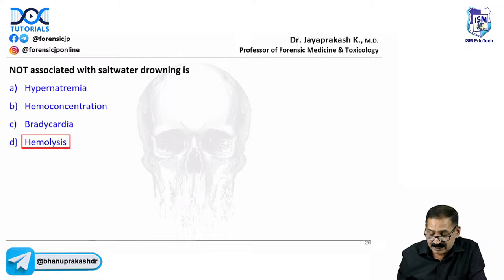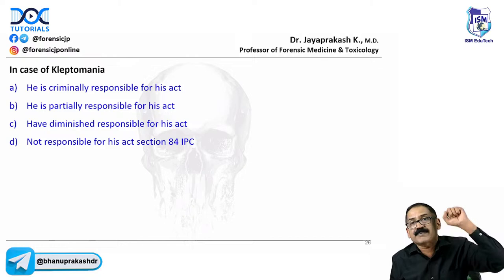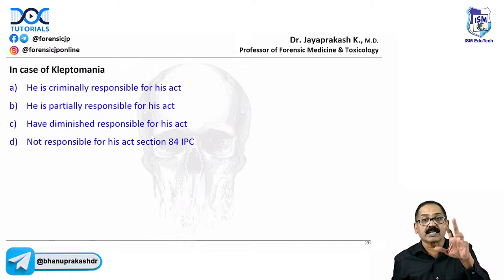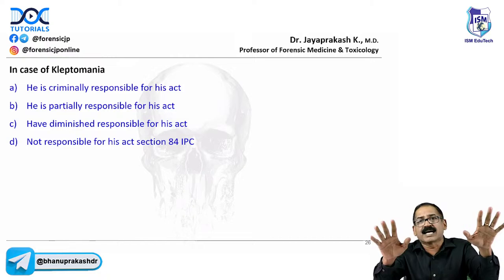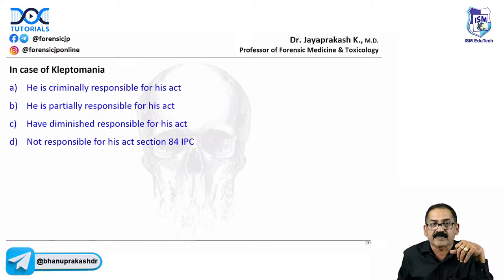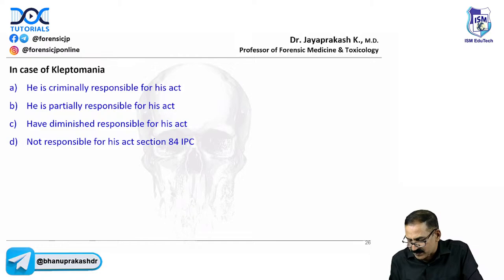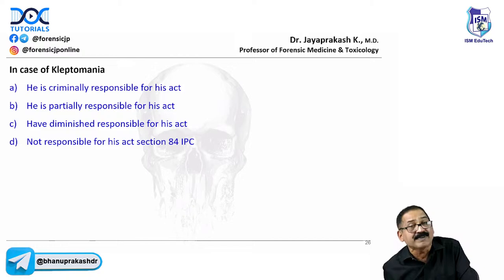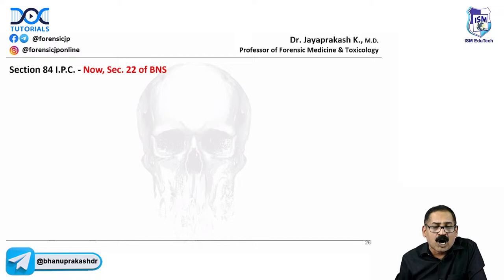Answer is hemolysis. Okay. In case of kleptomania, whether the person is criminally liable or not, tell me. What is your answer? Remember here, in India there is nothing like partial liability or diminished responsibility. India follows the all or none phenomenon: whether the person is liable or not liable. That's all. Okay, what is the answer? Somebody wrote partially. Pratyusha wrote only criminally responsible. Okay. Section 84 IPC. Now Section 22 of BNS.